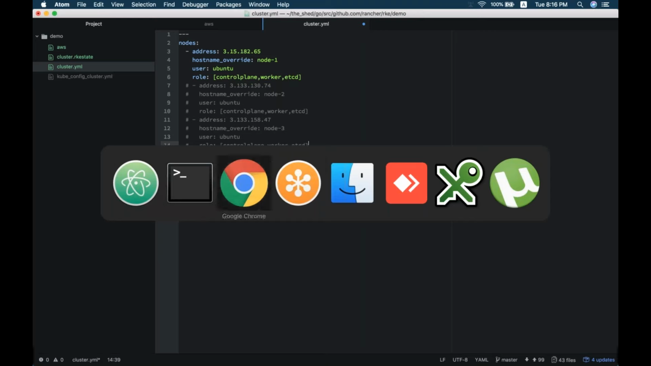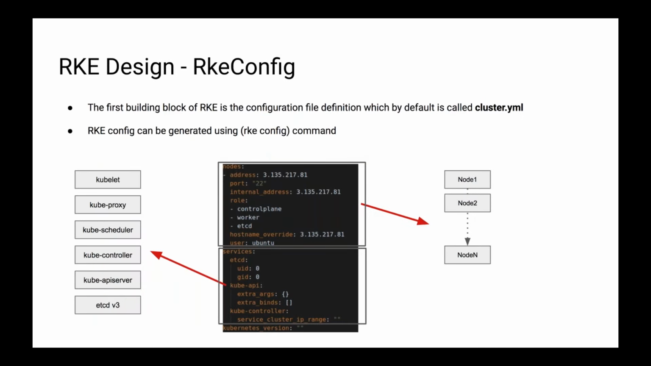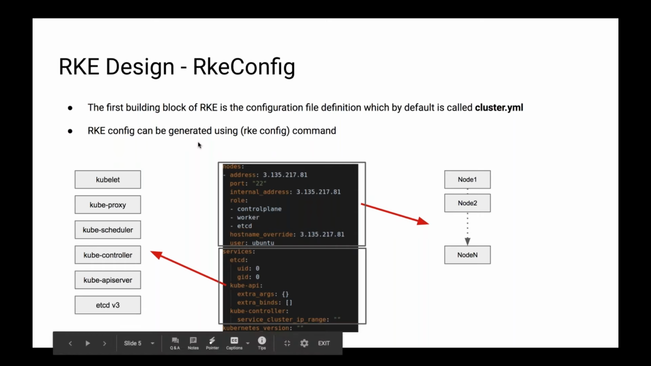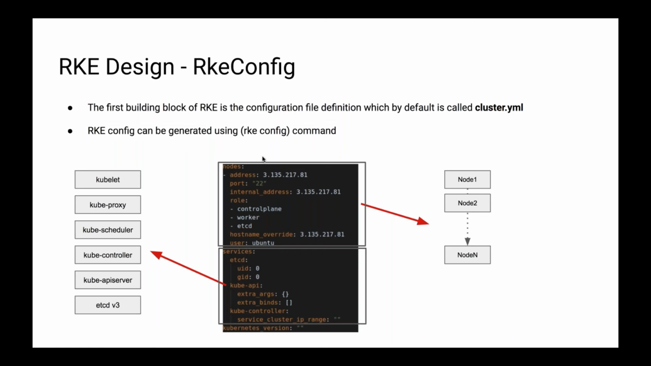Let's start with what the cluster YAML file actually is. We said that the cluster YAML file is the RKE config. It's a configuration file defined by default and is called the cluster YAML file. It can be generated using rke config as we discussed. Each block of the cluster YAML file contains information about different things in your cluster.